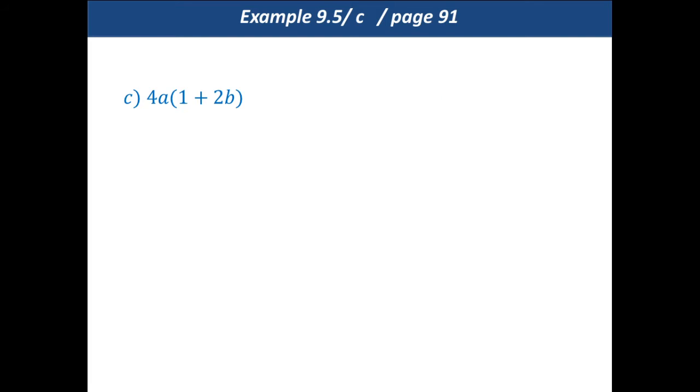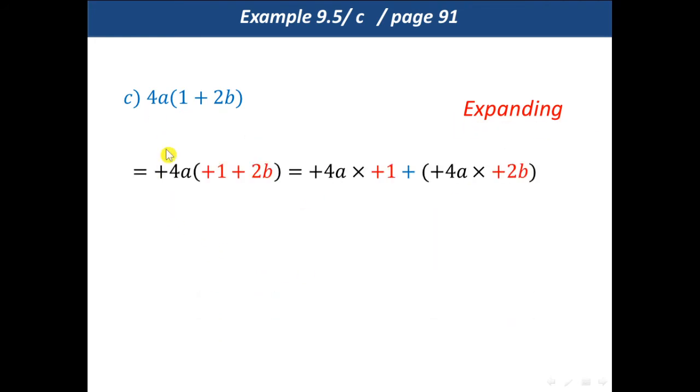This is only the definition, what is meant by expanding and factoring. Let us take an example from page 91, example 9.5 C: 4a(1 plus 2b). We have two terms inside, 1 and 2b. 4a has to multiply by 1 and then multiply by 2b. This is called the expanding operation. It's going to be plus 4a multiplied by 1 plus 2b. This is what's going to be multiplied by what's outside.